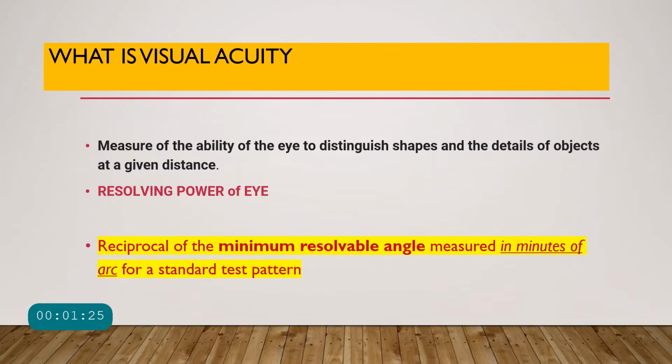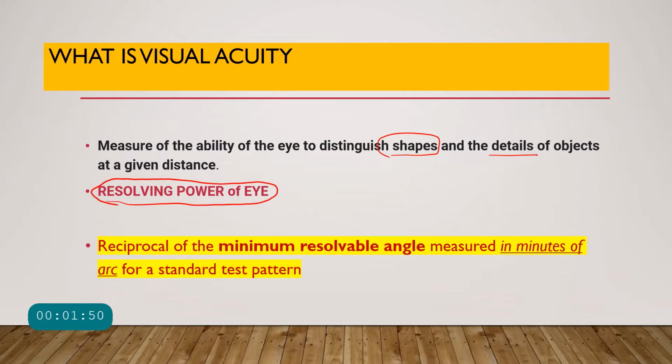So if you understand what is meant by visual angle, now I will tell you what is meant by visual acuity. In very loose language, or to describe it very simply, visual acuity is basically the measure of the ability of the eye to distinguish between the various shapes and the details of the object which are given to it at a given distance. So in other words, it is the resolving power of the eye.